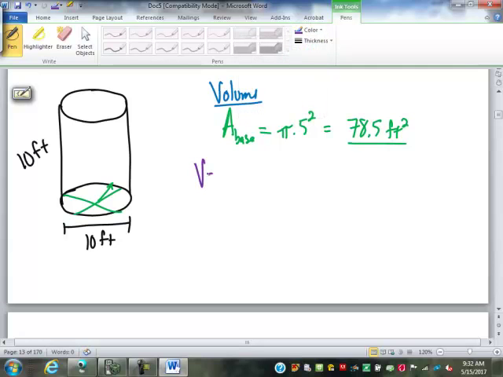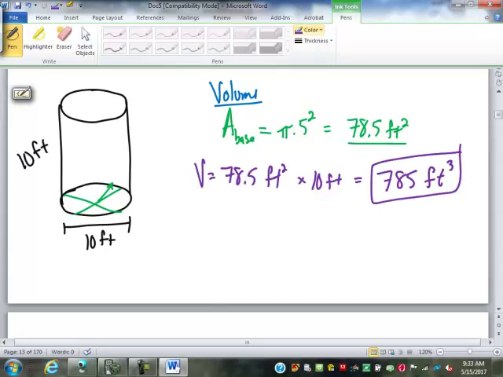So my volume will be the area of the base, 78.5 square feet, times my height of 10 feet, which is 785 cubic feet. Any questions?